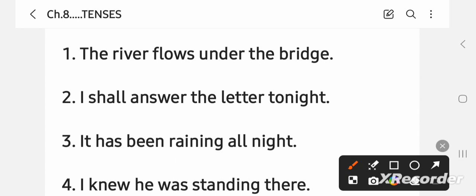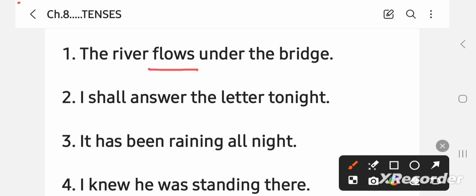The river flows under the bridge. So what is the verb over here, which is showing you action? The verb is flows. What is the tense? It is simple present tense. Please note it down in your notebooks or on a page. Flows is simple present tense.